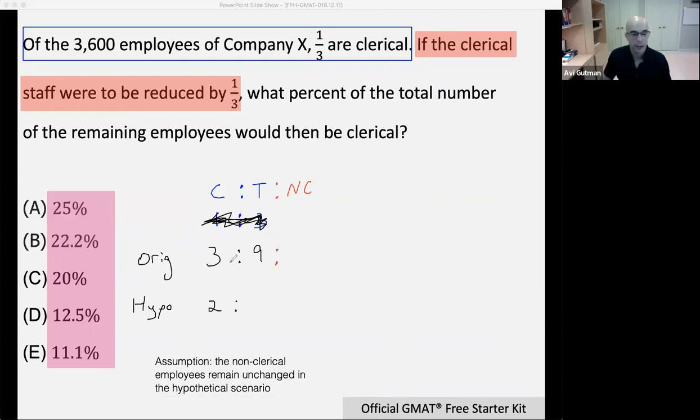So in the original scenario, if 3 are clerical out of the total of 9, then there are 6 non-clerical. And we're using an assumption that nothing's changing there. Does that seem like an okay assumption for me to make? What do people think? If the question doesn't mention anything about the non-clerical, then presumably they're remaining the same.